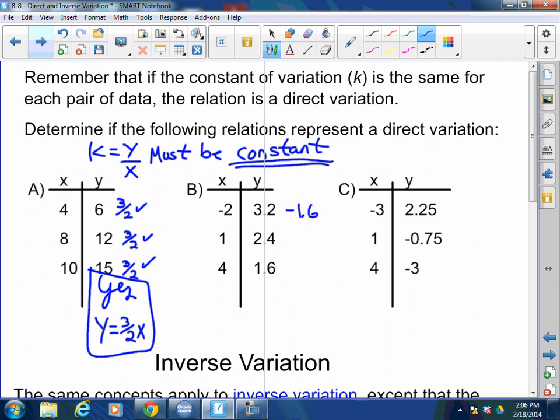What is 3.2 divided by negative 2? Negative 1.6. Great. What's 2.4 divided by 1? 2.4. Are those k's the same? You can stop right now. Not a direct variation.